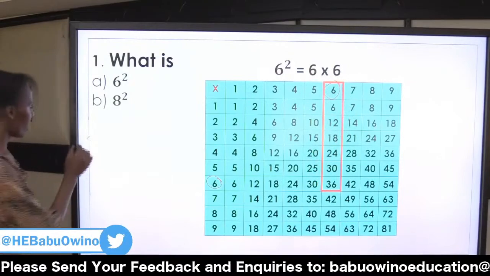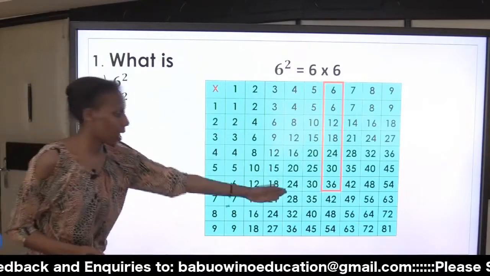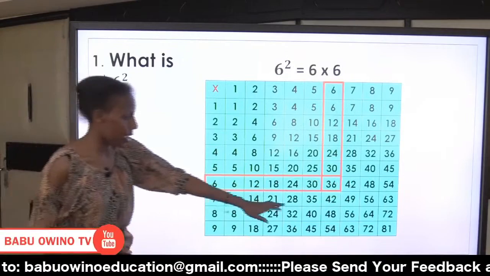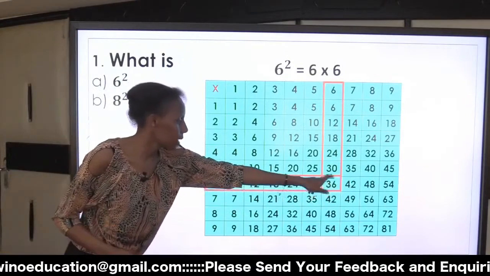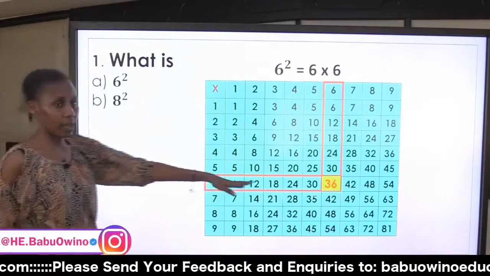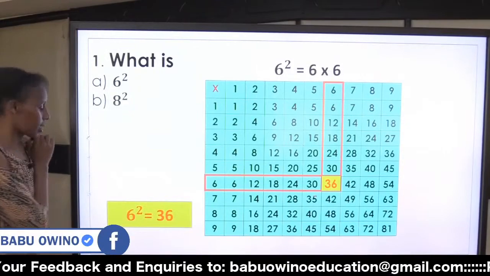So, there we are. That is our first column. And our next column here, we have the number that has been enclosed, which is 36. And therefore, 36 becomes our answer. That when you square 6, you get 36.